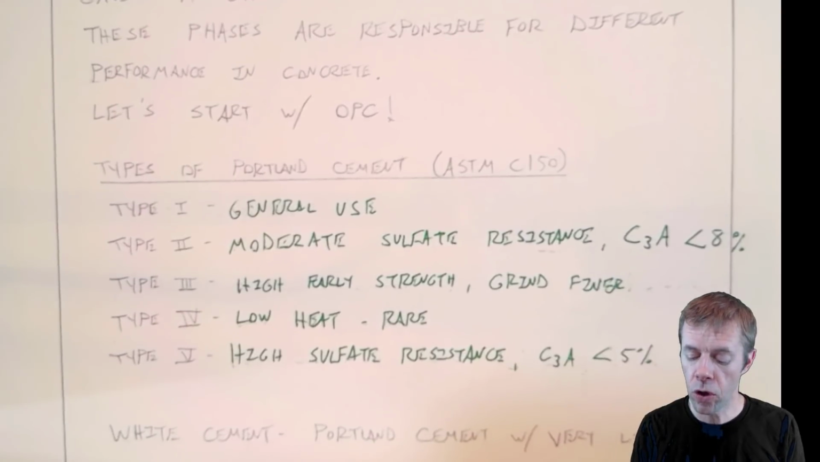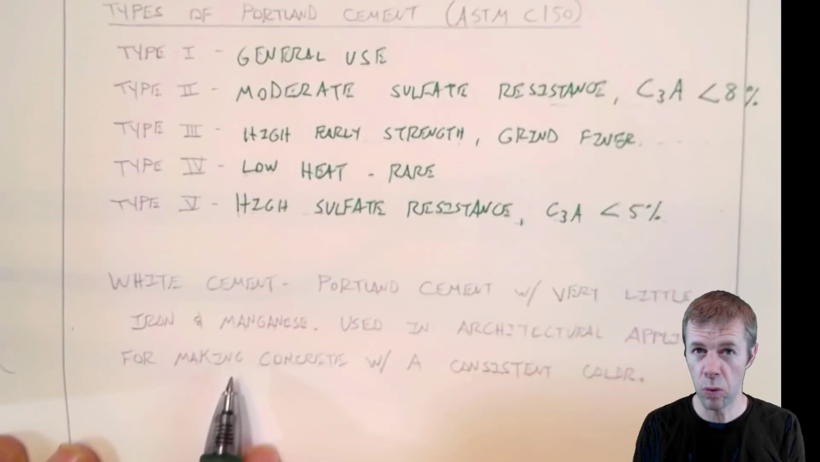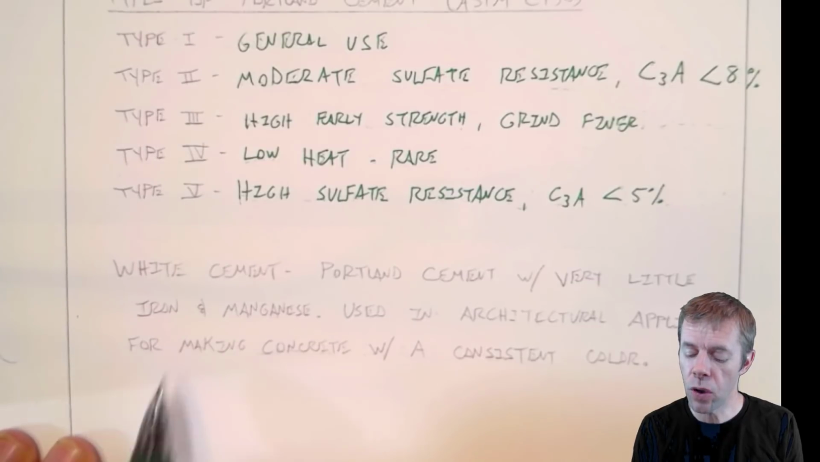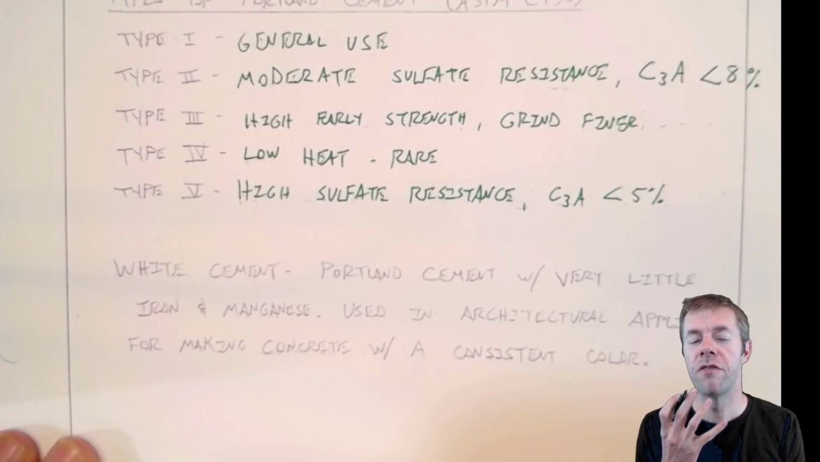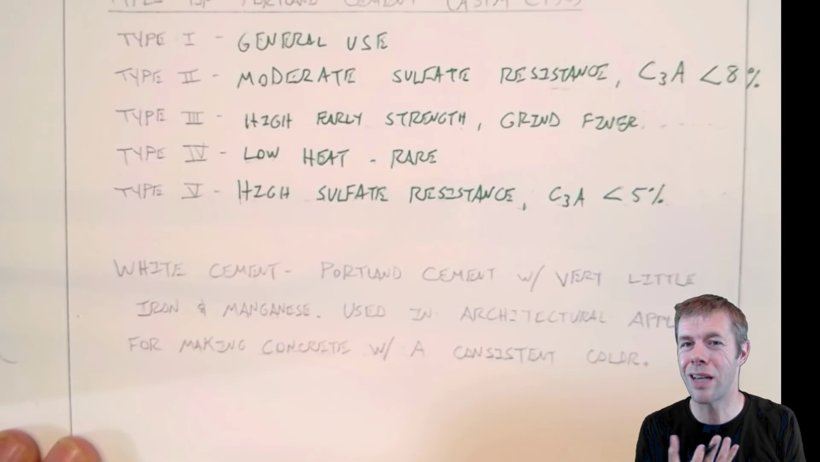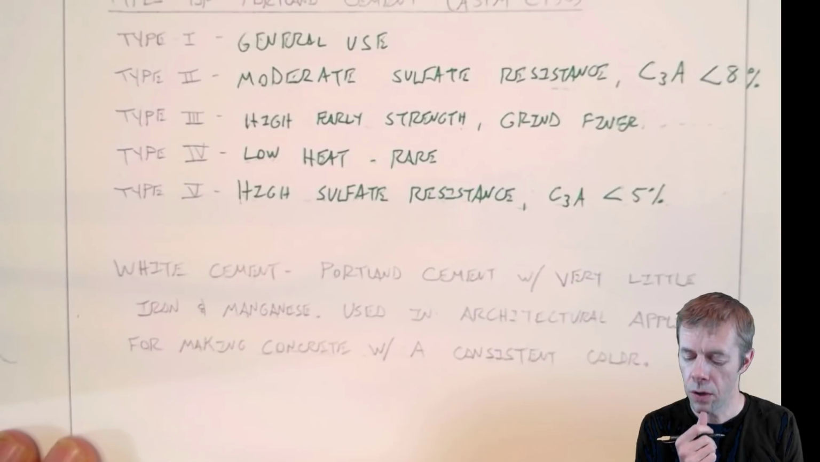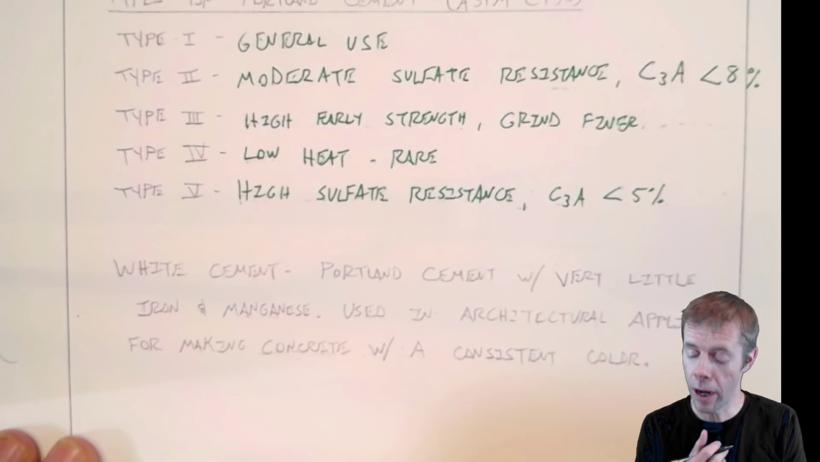Now, there is something else out there called white cement. White cement is Portland cement. It reacts a lot like Portland cement, very similar chemistry, but there's very little iron and manganese. Okay, they very specifically find materials with very low amounts of iron and manganese. And the cement's not really white. It's actually kind of yellowish a little bit, okay?